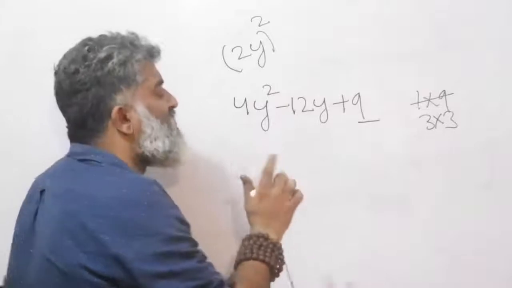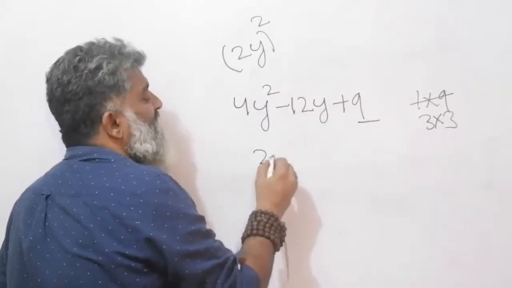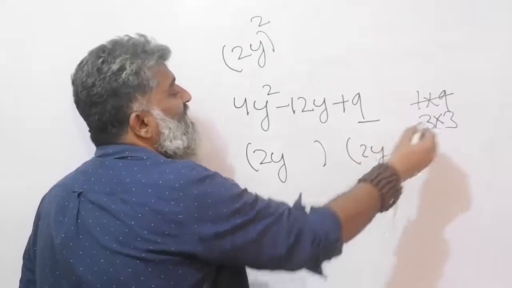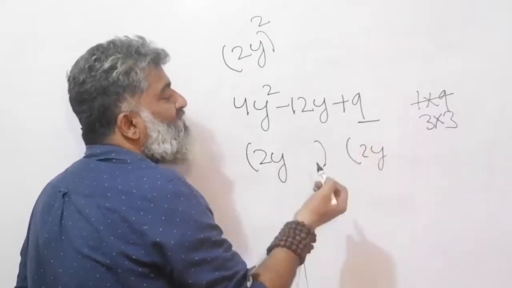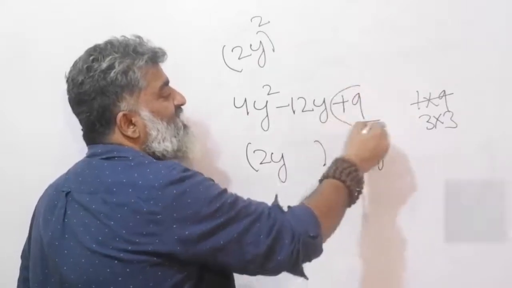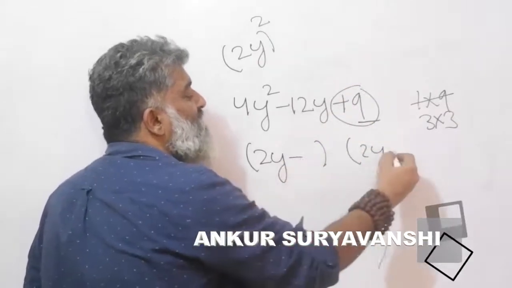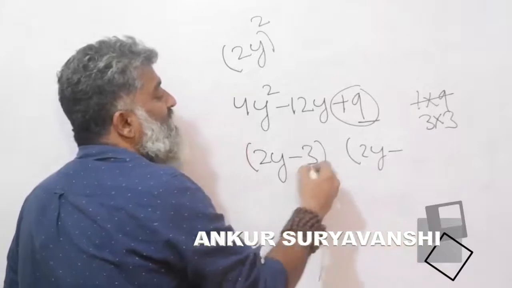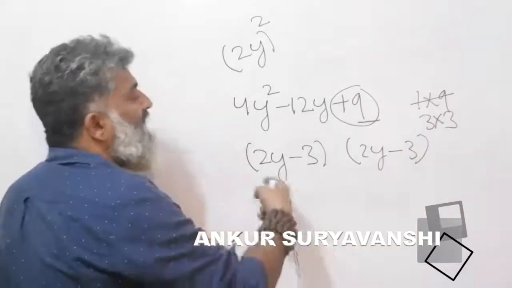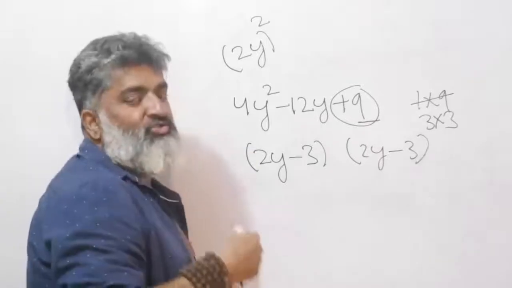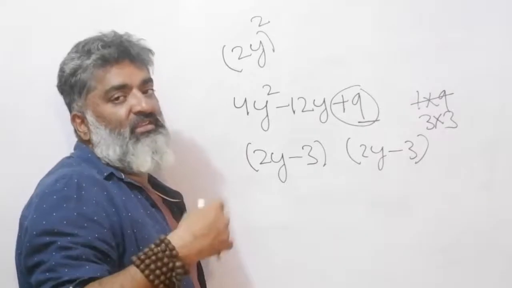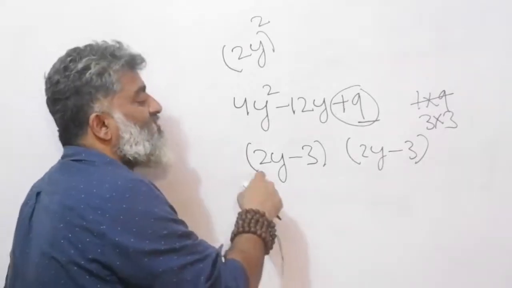So I understand that, okay, my factorized form is going to be 2y, and 2y, and then 3 and 3. What is it going to be? It has to be negative 3. Why? Because the result is finally positive. That means both of them have to be negative, and I already know the numbers to be 3. Now again, just to be sure, just to have a doubt-free experience, because finally your brain has to see all of this with a high amount of clarity.